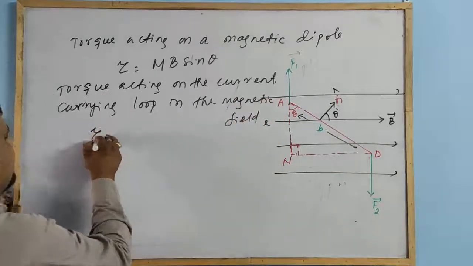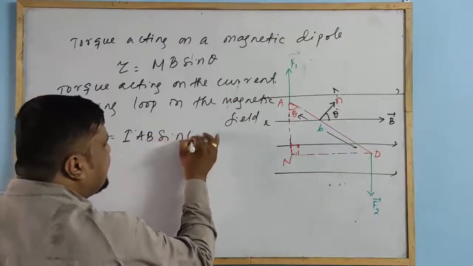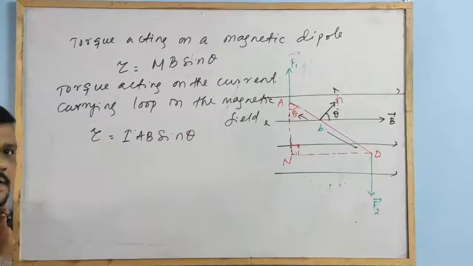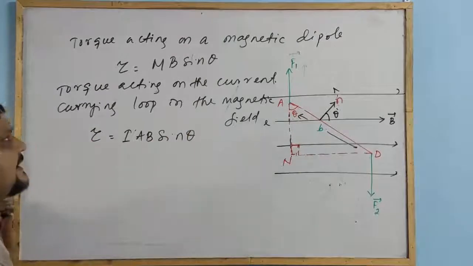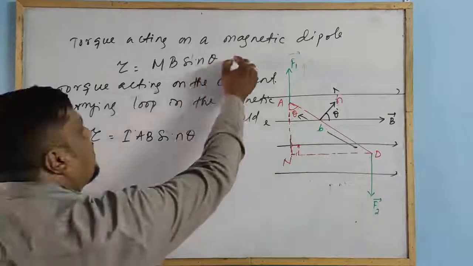What is the formula now? Tau is equal to I A B sine theta. We have discussed, theta is the angle between these. Now compare these two: B sine theta, B sine theta. Comparing 1 and 2.